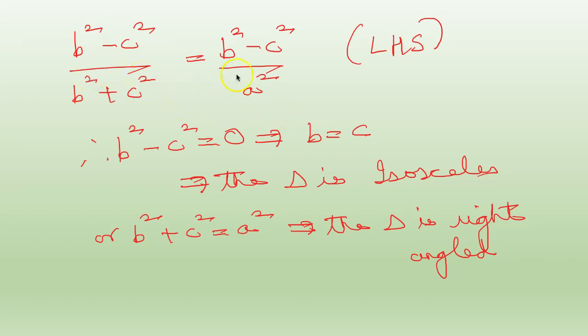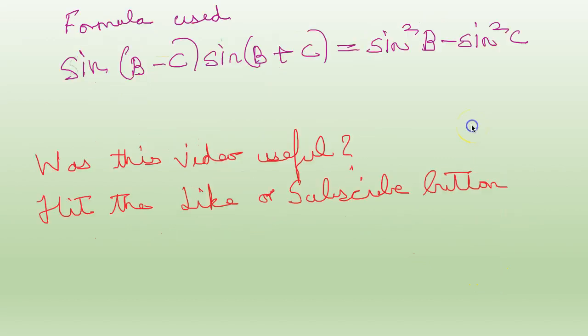So we are equating RHS to LHS. So that means either the numerator is 0, that is b squared minus c squared equal to 0, which implies b equal to c, which implies that the triangle is isosceles, or if the numerator is not 0, b squared plus c squared equals a squared. That means the triangle is right angled. So the formula used here is sin(b minus c) into sin(b plus c) is sin squared b minus sin squared c.